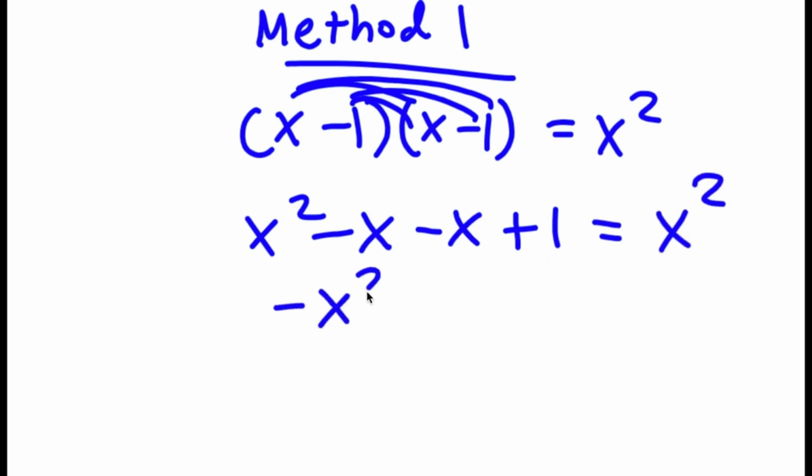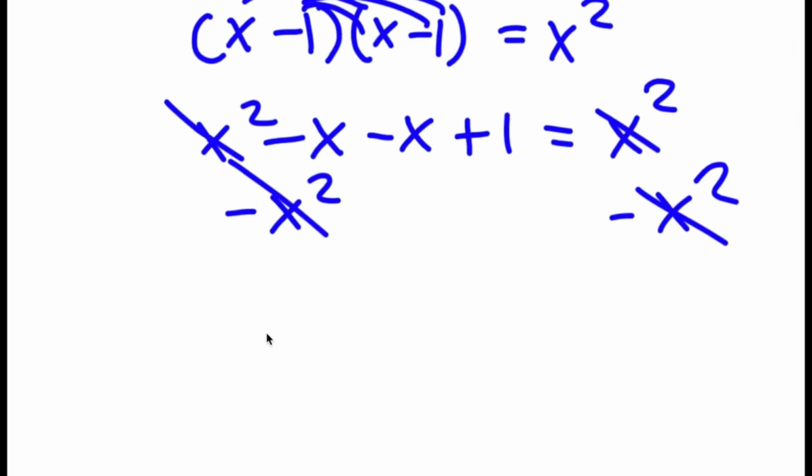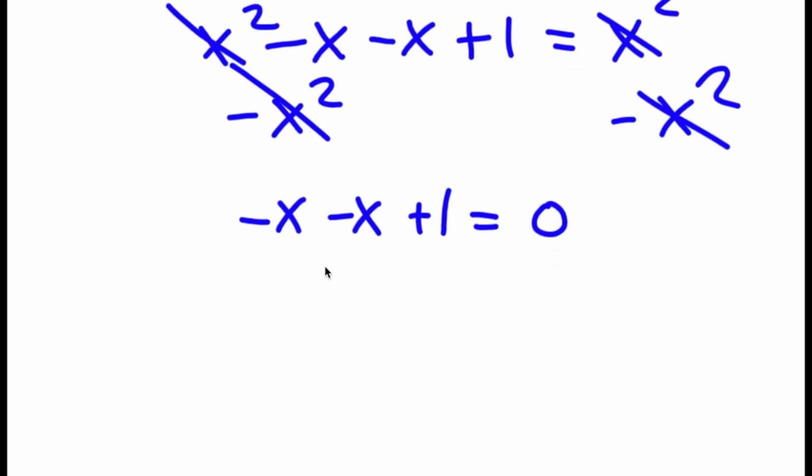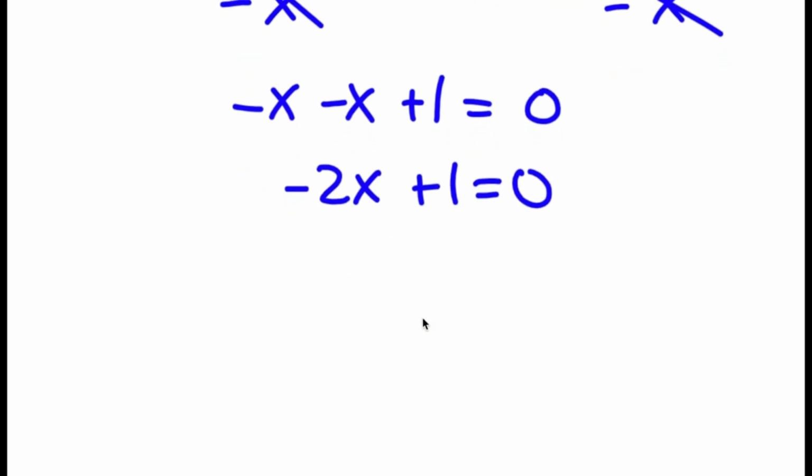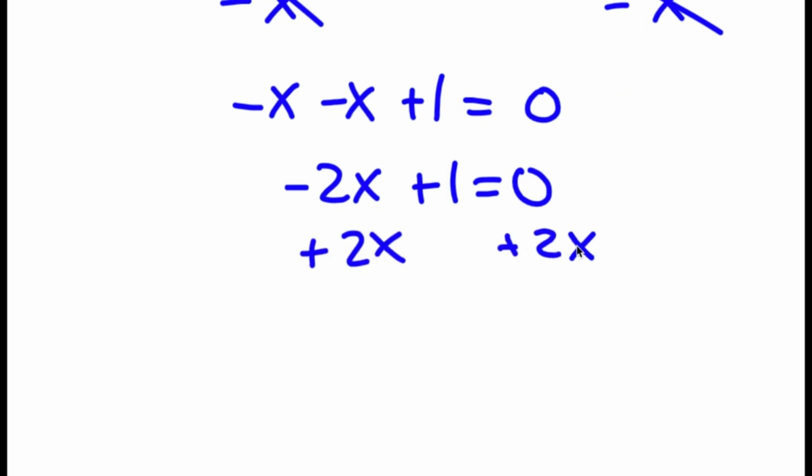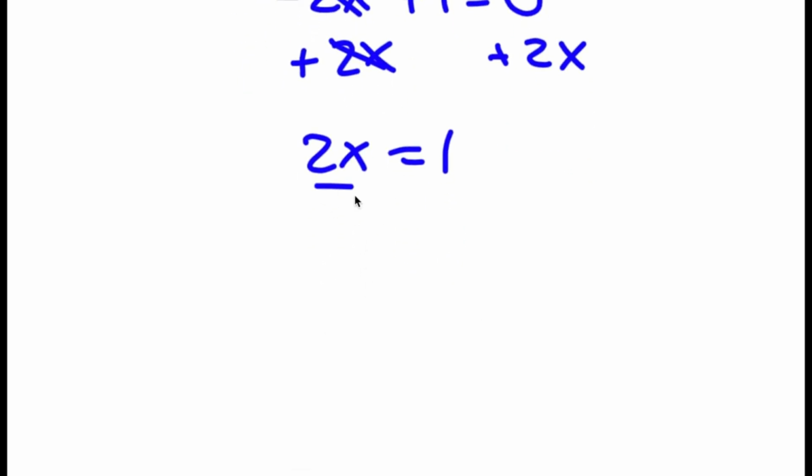Now I can subtract x² on both sides. So then these two cancel out, and these two cancel out. So now I have −x − x + 1 = 0. Now −x − x is −2x, so I have −2x + 1 = 0. Meaning now I can add 2x on both sides. So then these two cancel out, and I get 2x = 1, meaning x = 1/2.